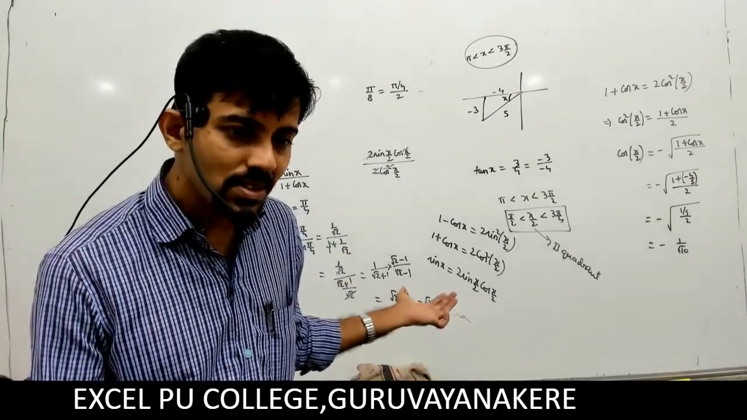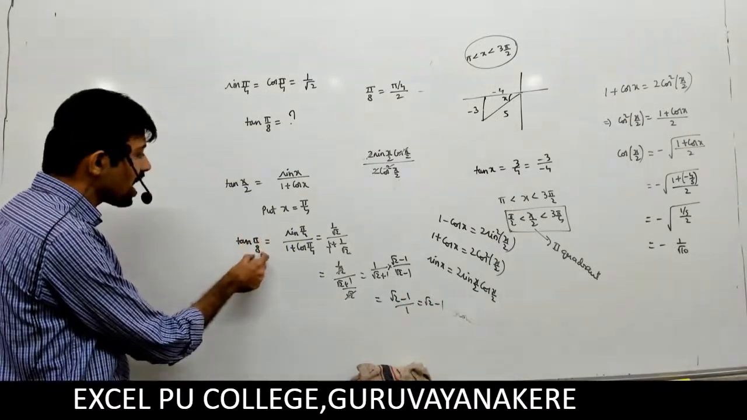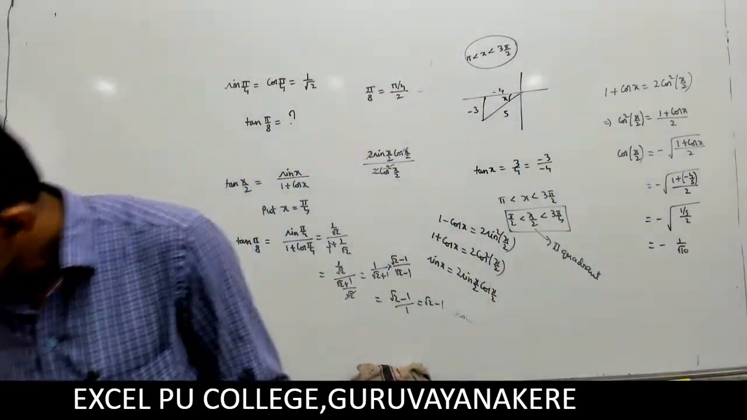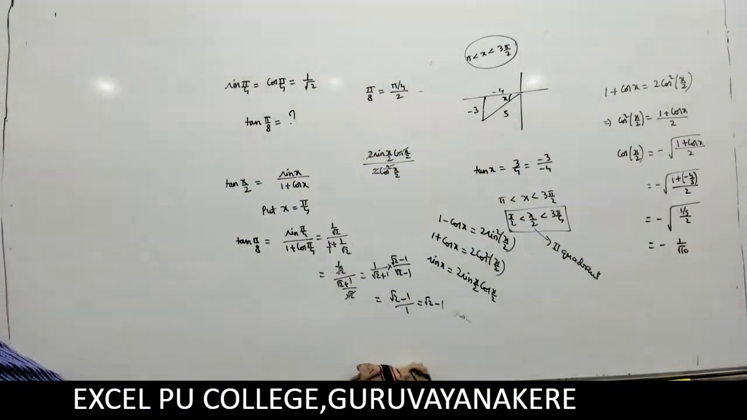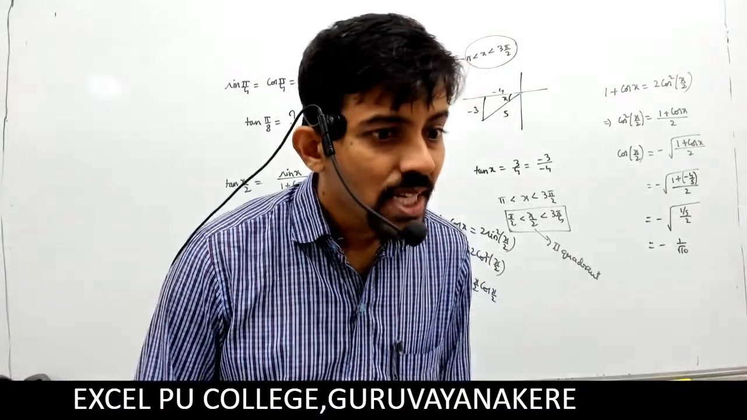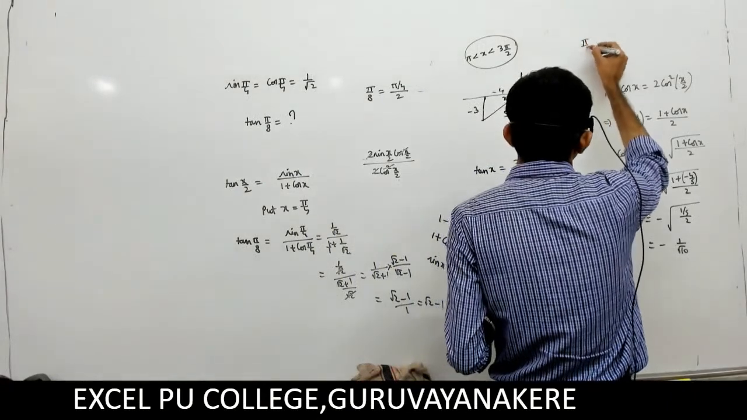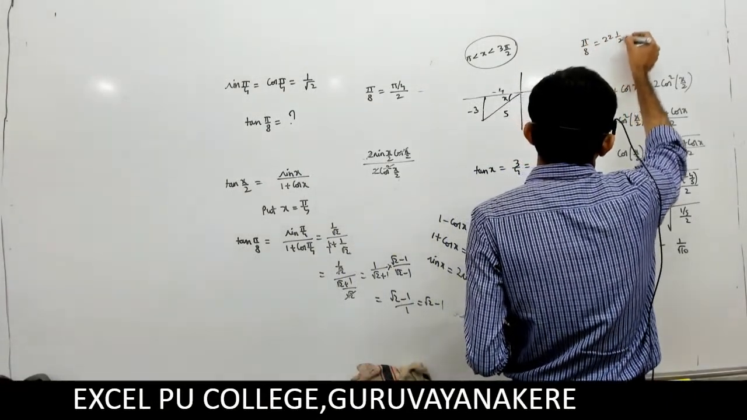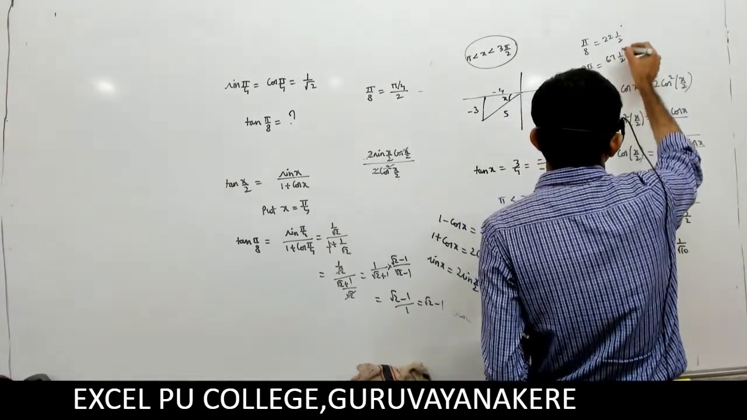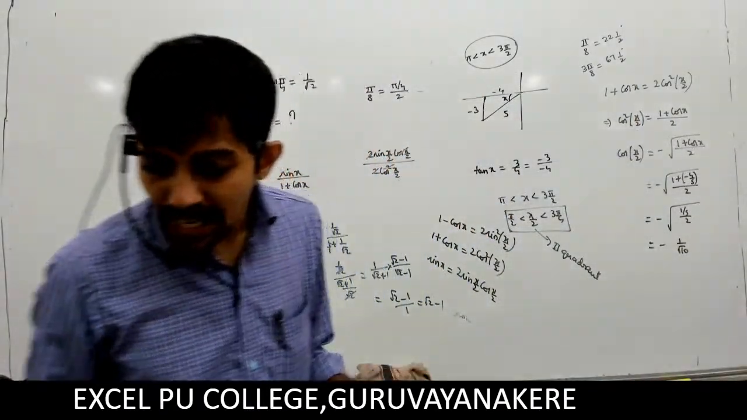It's better to memorize this so that you can answer it directly. It's very standard, tan pi by 8. Pi by 8 is 22 and a half degree. Okay? Remember that. 3 pi by 8 is 67 and a half degree. Tan pi by 8 is tan 22 and a half, and tan 3 pi by 8 is tan of 67 and a half.